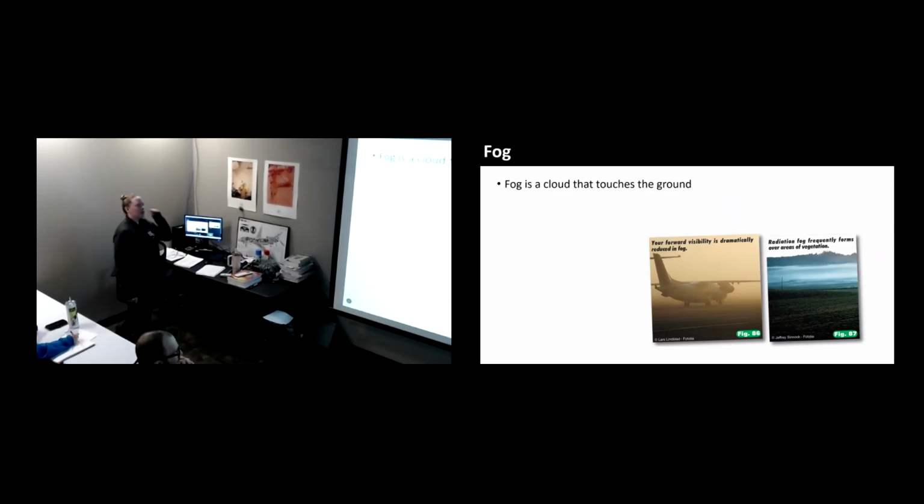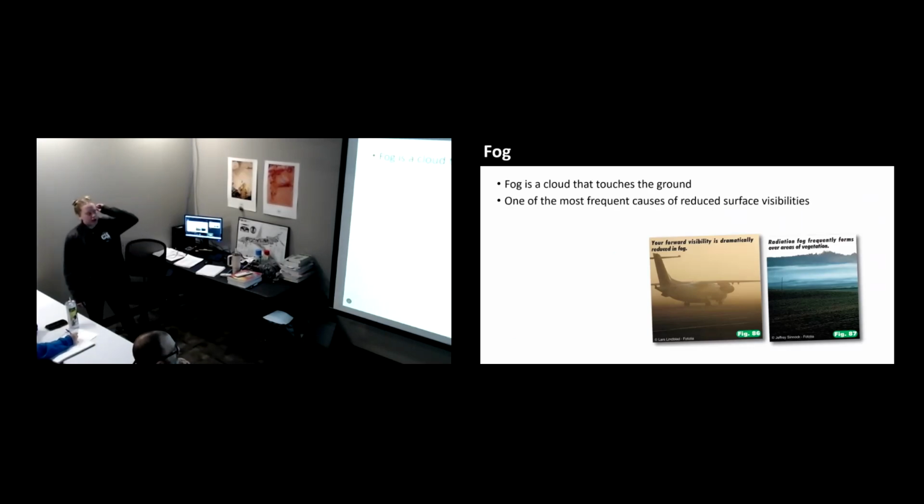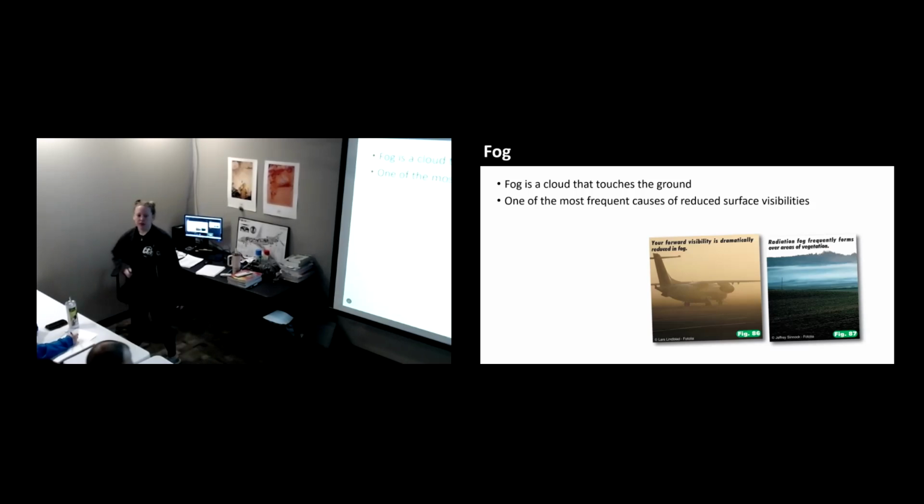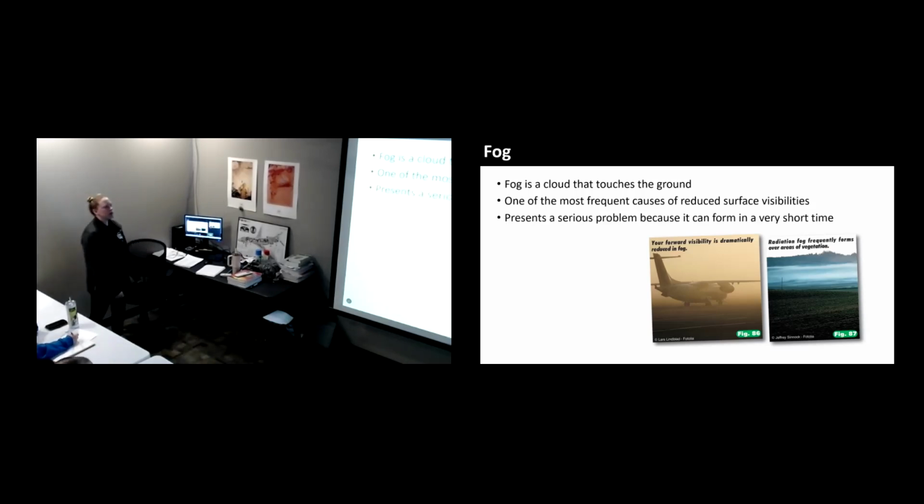It's miserable. Fog is a cloud that touches the ground. One of the most frequent causes of surface visibility issues. Once again, who has flown in the summer here? Who has flown at 8 a.m. in the summer? Probably didn't, because there's always fog on our runway in the summer. It's a serious problem, but they form in a very short time, and usually they dissipate in a short time as well.